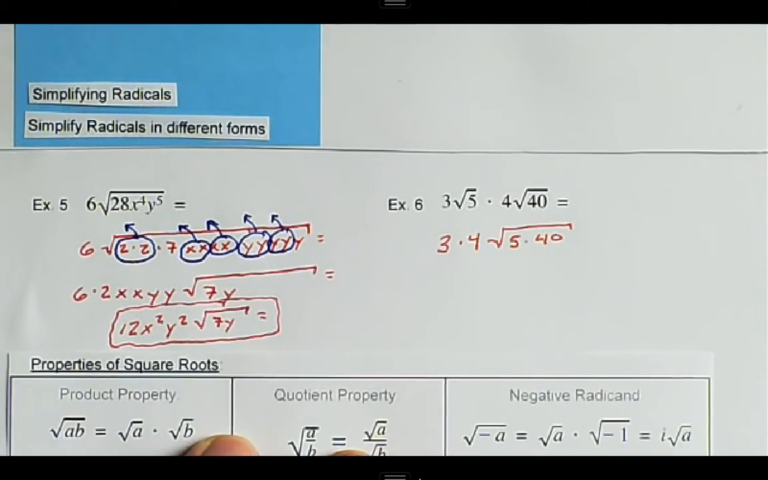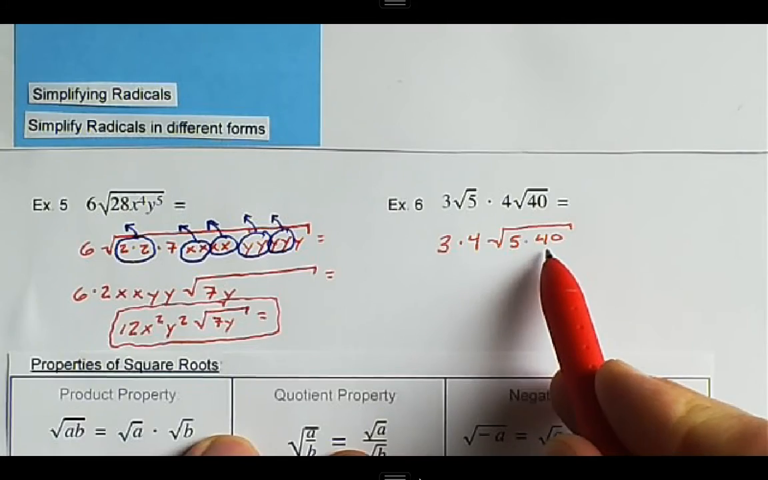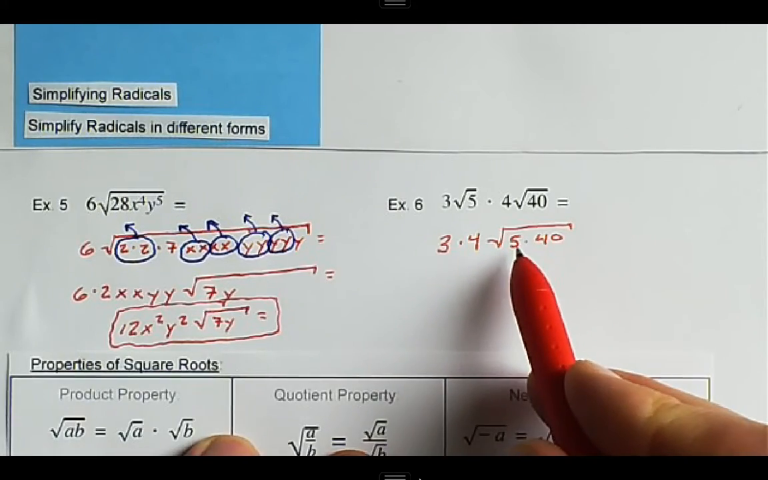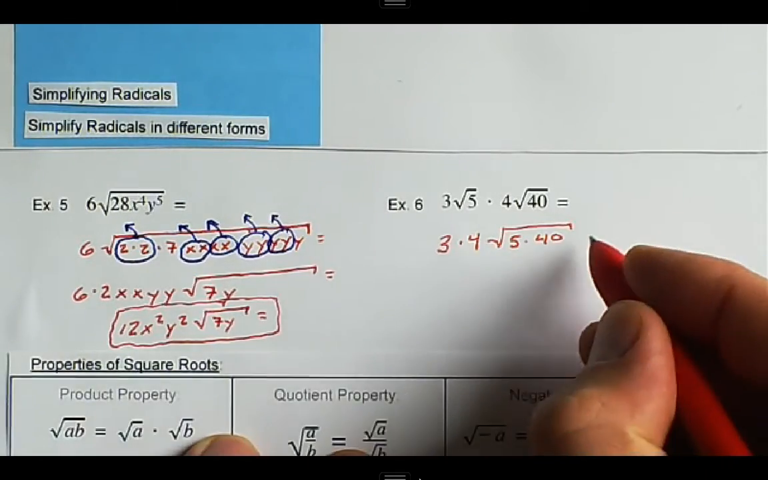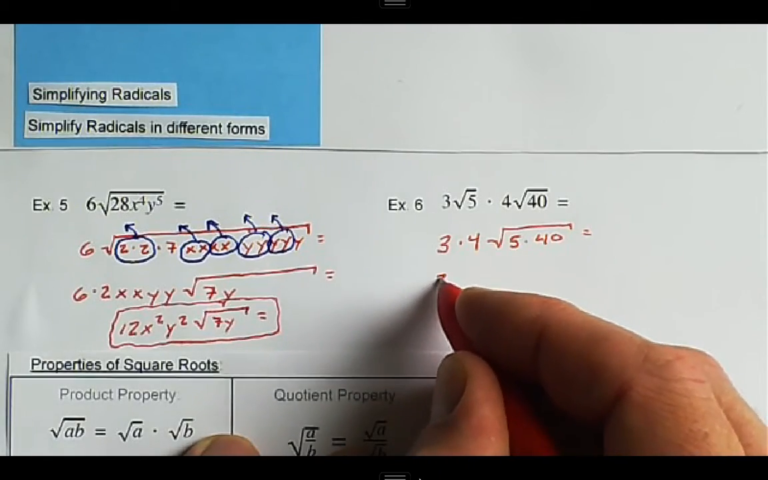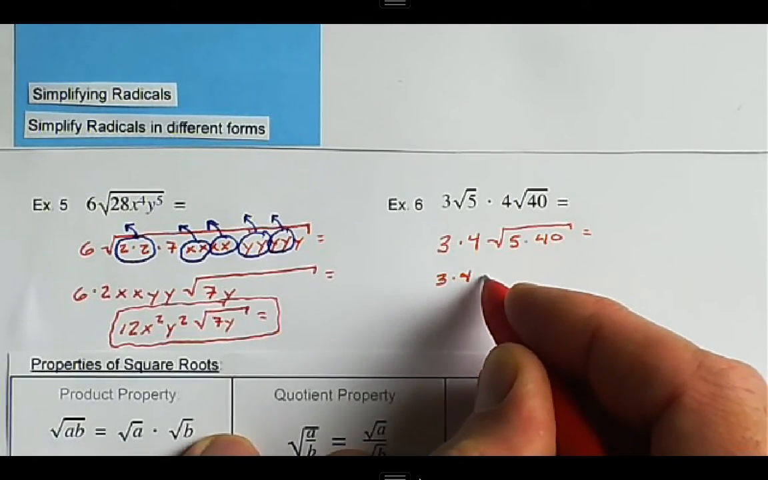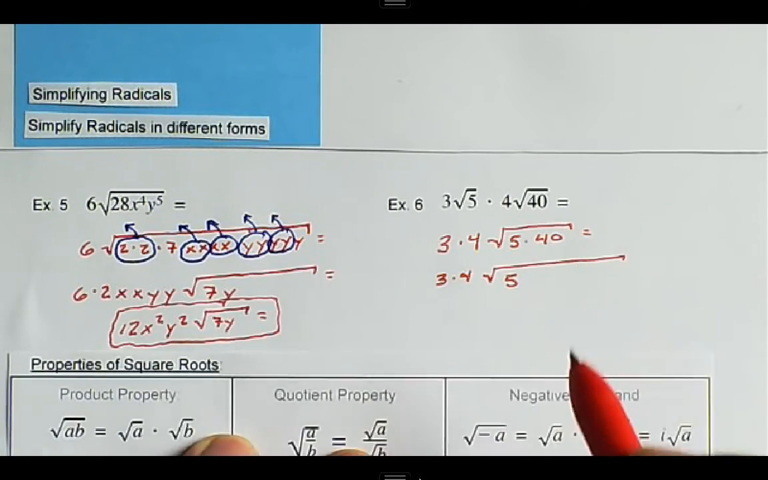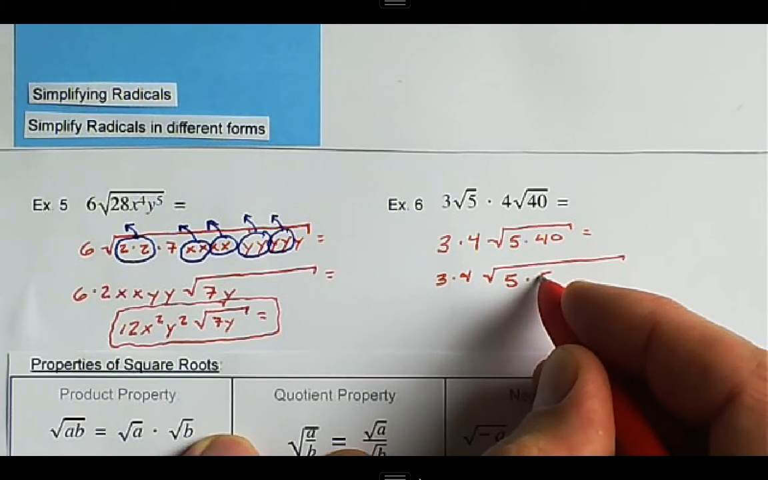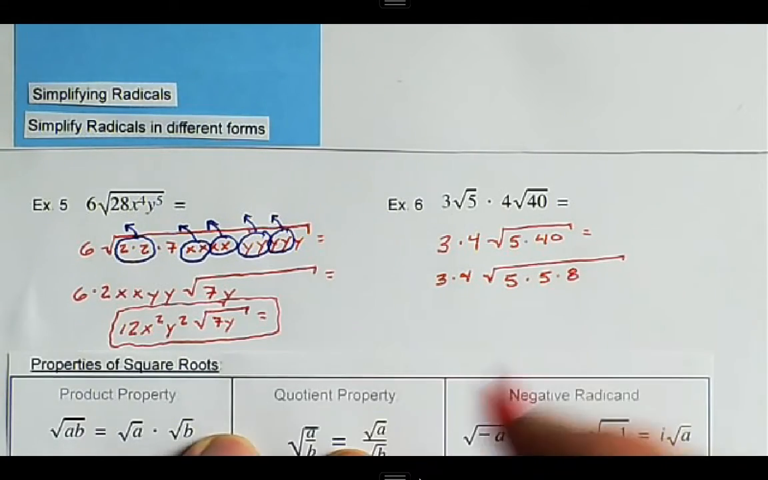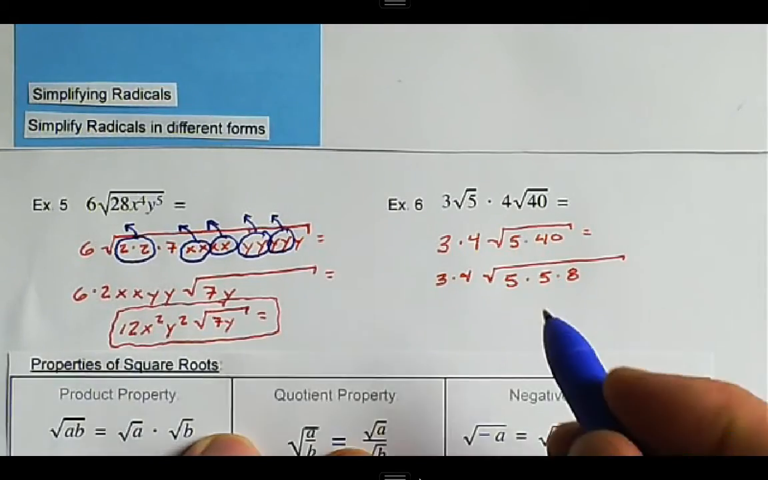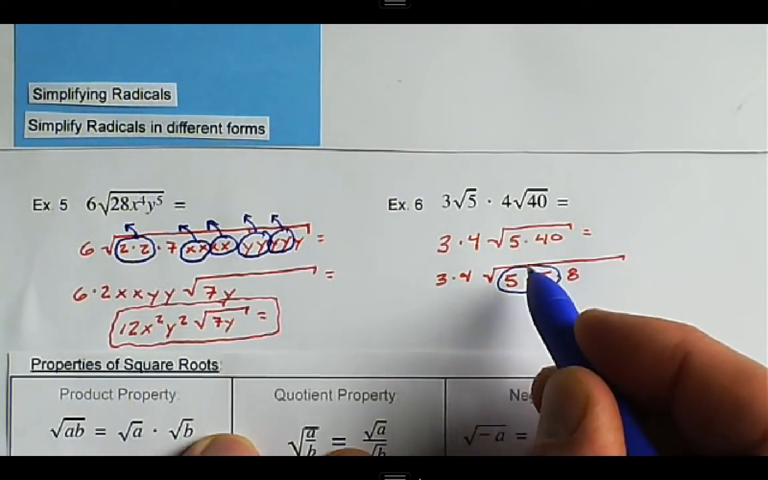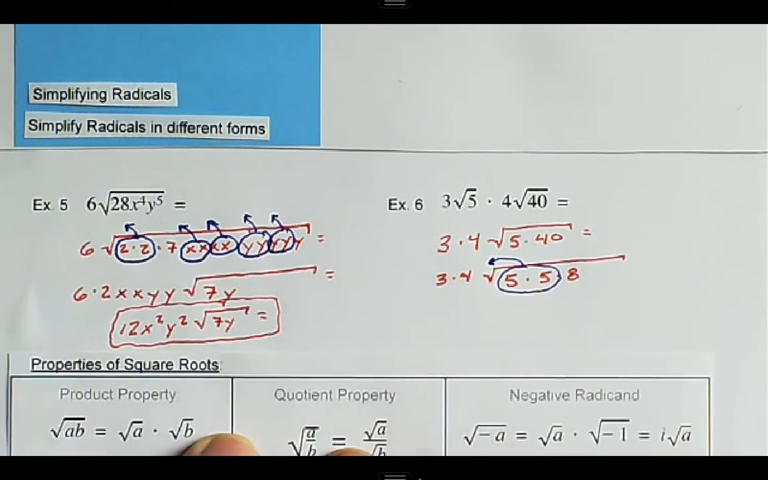And then we want to think about what could we break 40 down to that might help us match this 5 here. So then we can get 3 times 4, and then we still have the 5. Two numbers that multiply together to 40 are 5 and 8. So that's working. Now we have this pair right here. So we can bring that out. And then we still have the 8. The 8 can still be broken down.